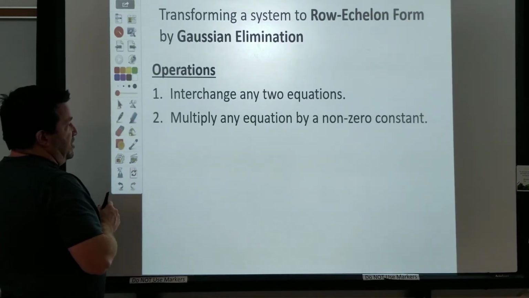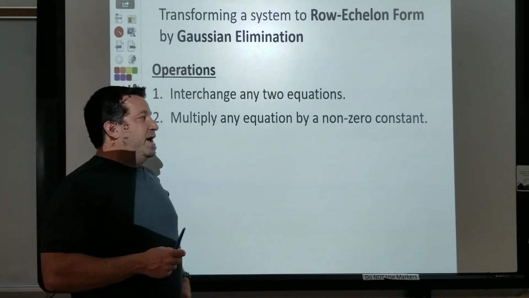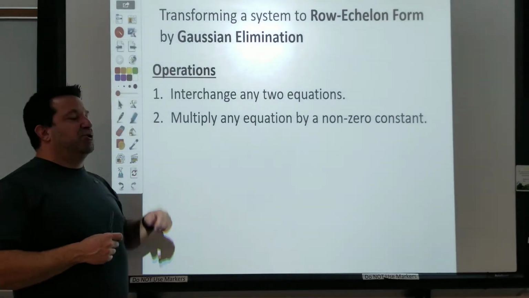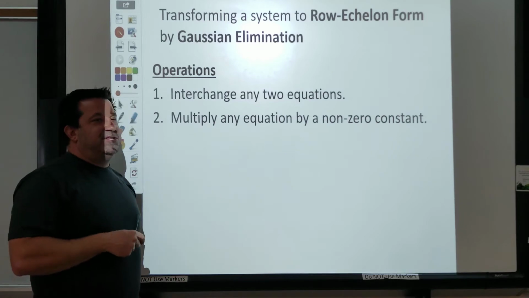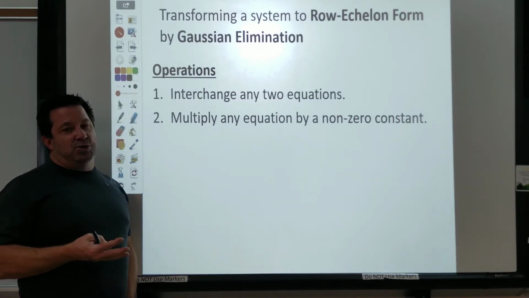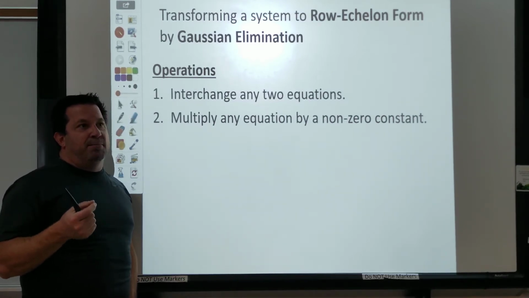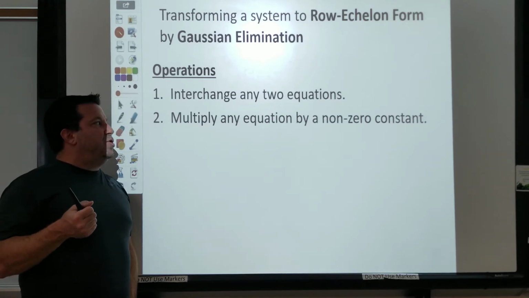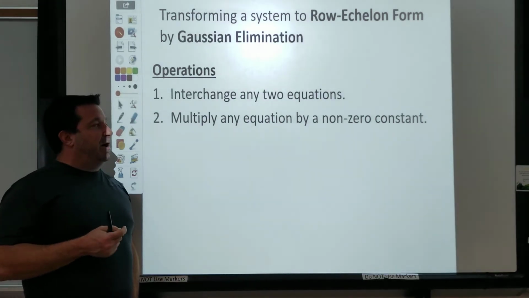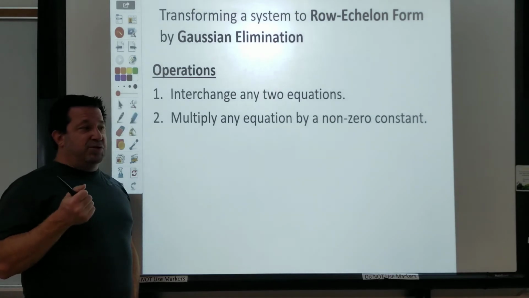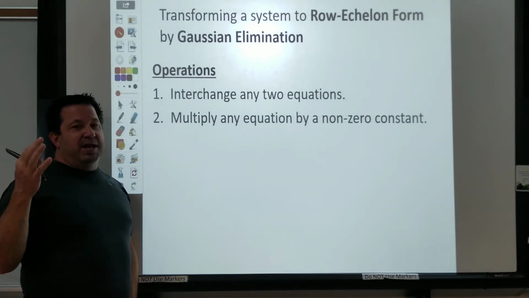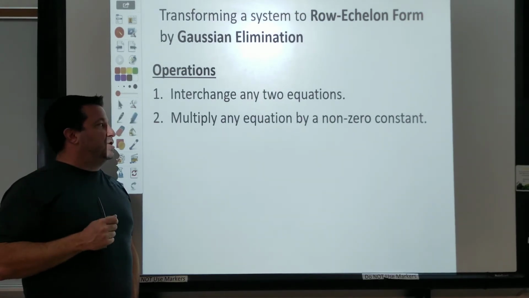The second one is you can multiply any equation by a non-zero constant. Now I know it says multiply, but that really means you could also divide, because if you wanted to divide by 2, it'd be the same thing as multiplying by 1/2. So the only thing you can't multiply by or divide by is 0, because if you did that, it would eliminate the equation altogether. We need that equation in there.